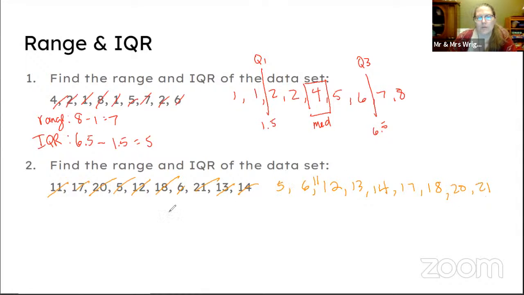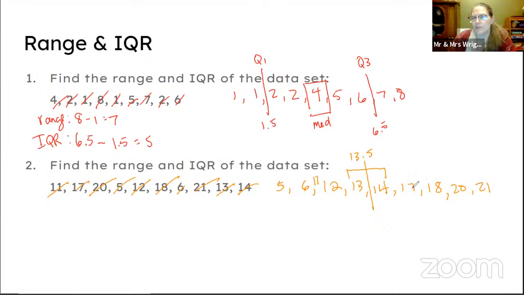All right, so let's count these. 1, 2, 3, 4, 5, 6, 7, 8, 9, 10. Halfway in between is 5. 1, 2, 3, 4, 5. 1, 2, 3, 4, 5. All right, so my median is going to be 13.5.